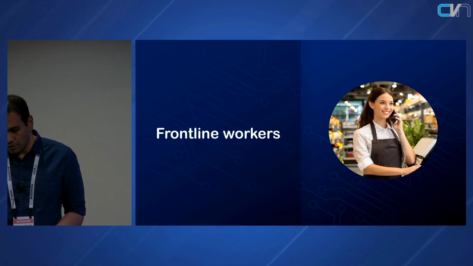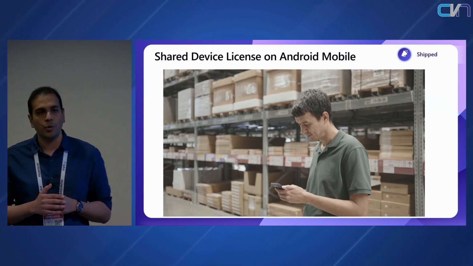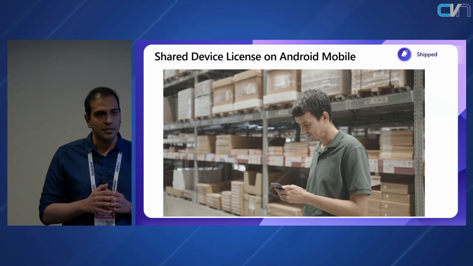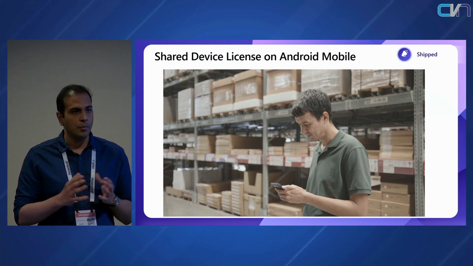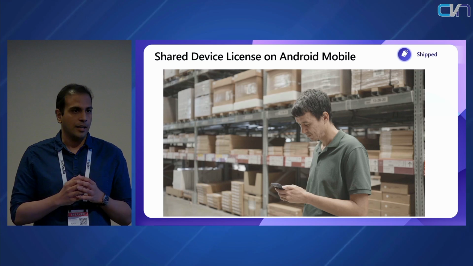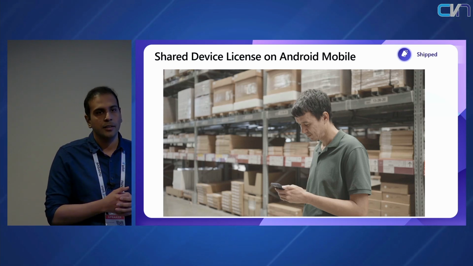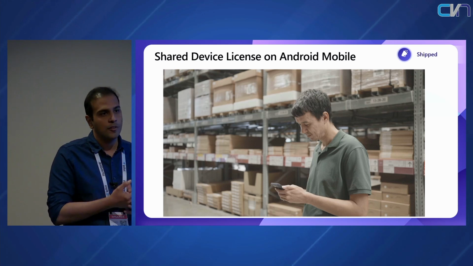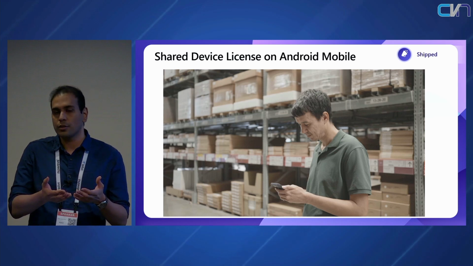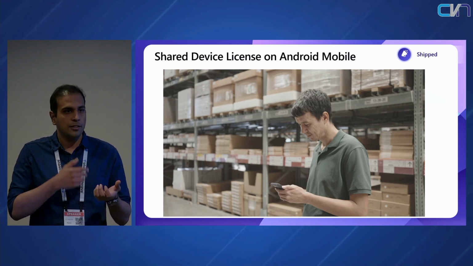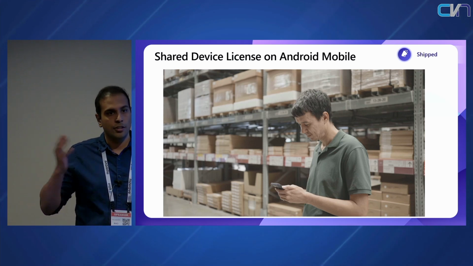The first thing I want to talk about is something we shipped late last year, which is support for shared device license on Android mobile phones. You could have a bunch of, say, associates within a retail store walking around with their Zebra mobile phones, and they use it as a shared device where they walk into the store, pick up the device, use it for calling, and then hand it over to the next associate.